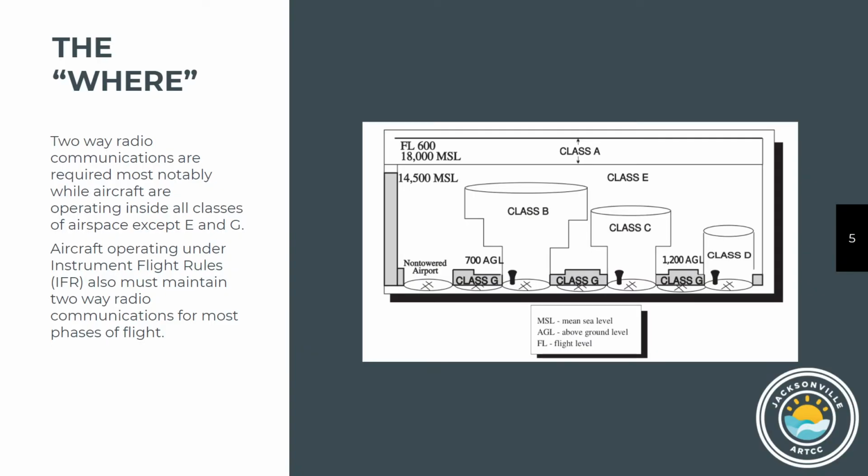The where. So we talked about this in the airspace discussion. Go back to those videos if you need to understand where it's required for communications. But they're required in all areas. It's easier to just say everywhere except Class G and Class E. And I mentioned that in the airspace video. But again, go back and watch that video again if you need the review. Instrument flight rules aircraft have two-way communications for their entire flight, essentially. There are some rare occasions where they go off the frequency, but that's the exception rather than the rule.